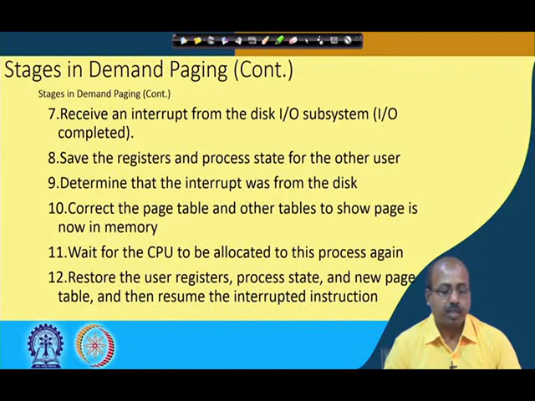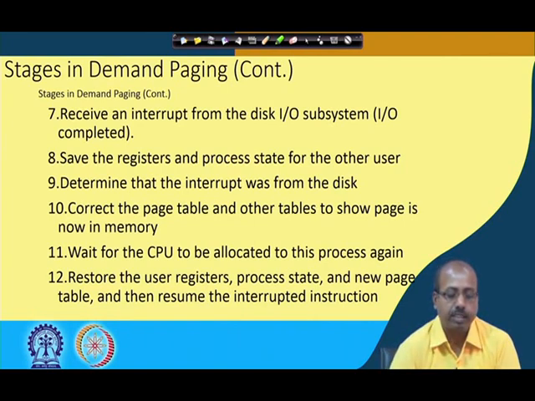After some time the disk transfer will be over. As a result, the CPU will receive an interrupt from the disk IO subsystem that the IO operation is over. Since this is again an interrupt, whichever process is running now, the registers and process state have to be saved, and then the interrupt service for the disk has to be initiated. The OS determines that the interrupt received is from the disk, and accordingly initiates the corresponding action.